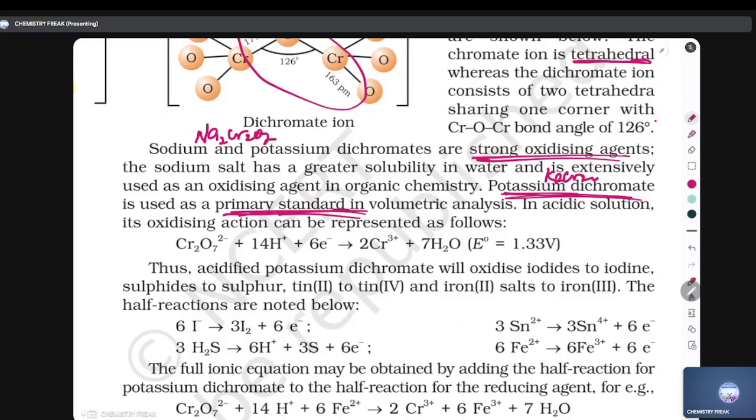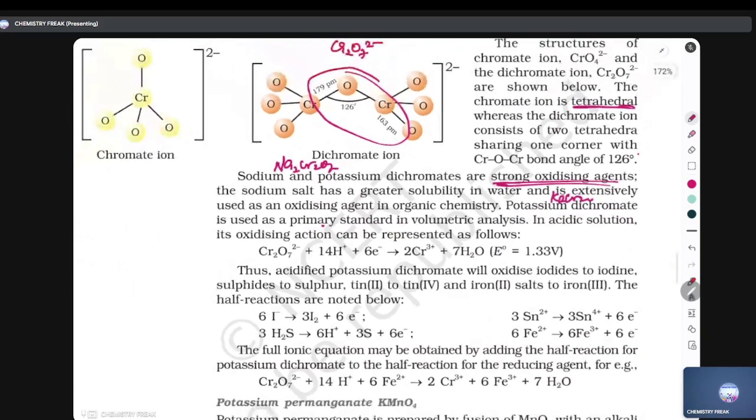A primary standard is used as a reference to calculate the strength of others. Suppose you have an oxalic acid solution and you want to know its concentration, you can use this to determine the concentration of oxalic acid. It is called a primary standard because its concentration will not change with time.